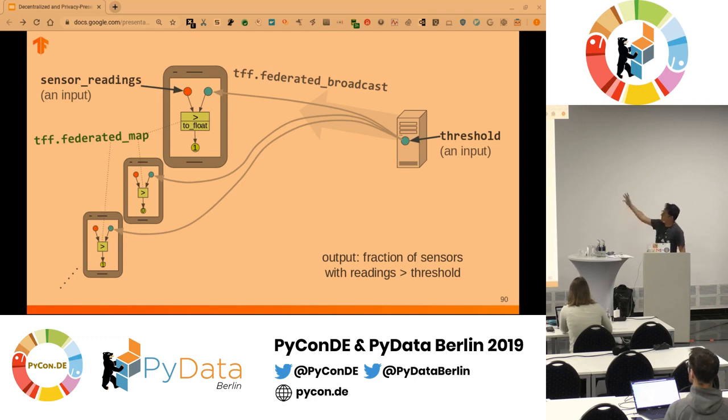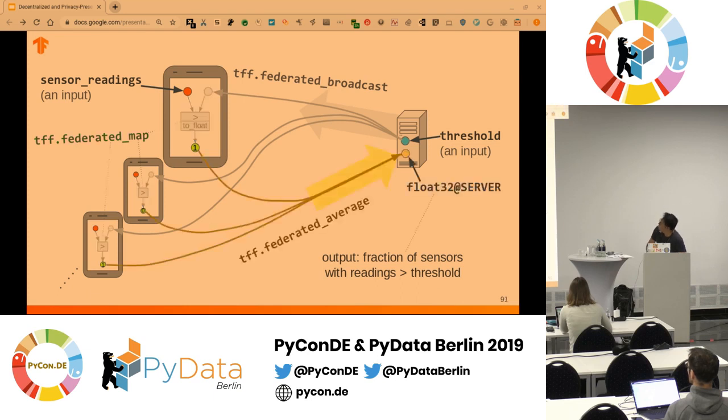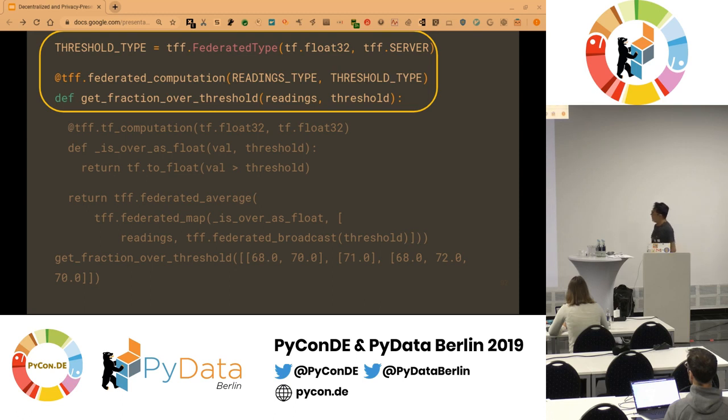So the first thing is the broadcast, then the client computes whether the value is greater than the threshold or not, and then reports back to the server, right? And then the server does the federated averaging. So there are some more steps involved.